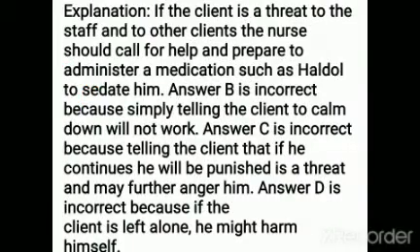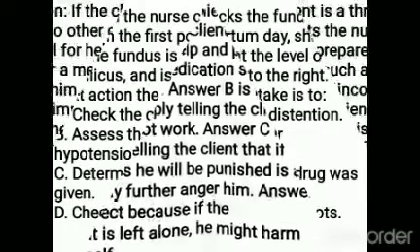Explanation. If the client is a threat to the staff and to other clients, the nurse should call for help and prepare to administer a medication such as Haldol to sedate him. Answer B is incorrect because simply telling the client to calm down will not work. Answer C is incorrect because telling the client that if he continues he will be punished is a threat and may further anger him. Answer D is incorrect because if the client is left alone, he might harm himself.